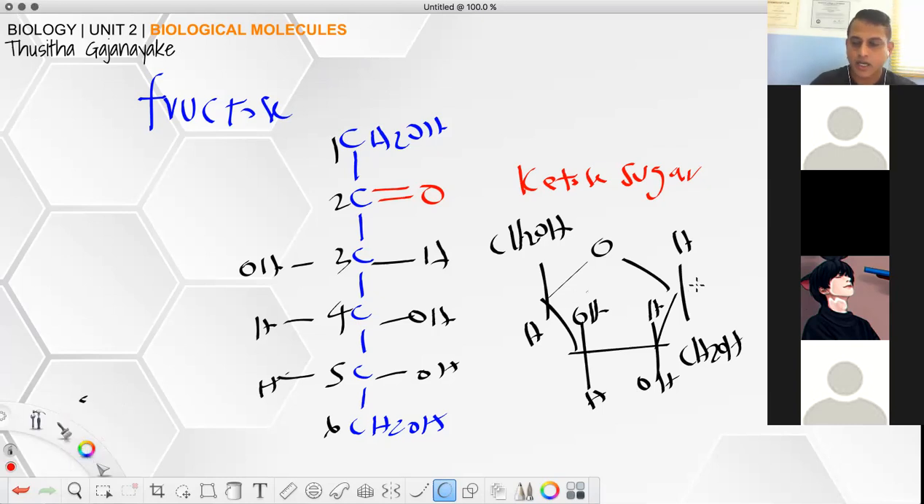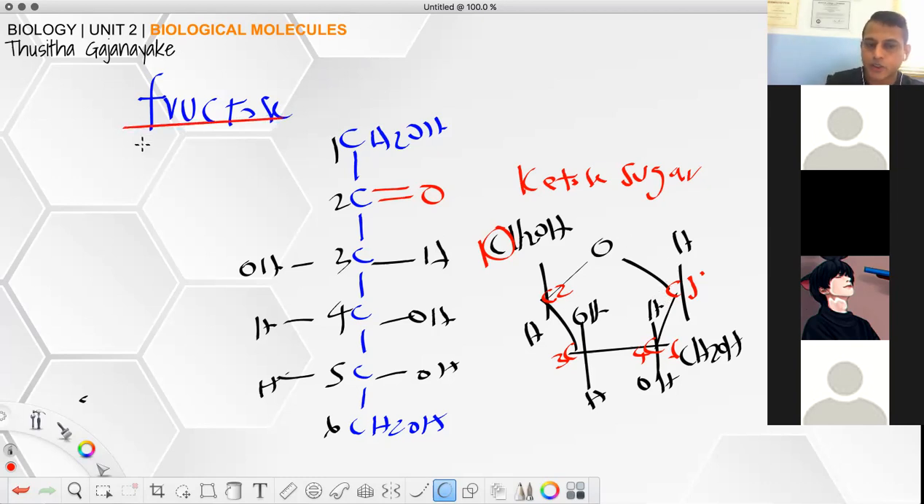So the carbon numbers are carbon number 1. Carbon number 1 is this. Carbon number 2. Carbon number 3. Carbon number 4. Carbon number 5. Carbon number 6. Now you see, even though they have the same carbon, hydrogen and oxygen, because of this carbonyl group orientation, it changes to a completely different structure. So it makes a different structure. It is not like a glucose molecule, the ring structure is completely different.